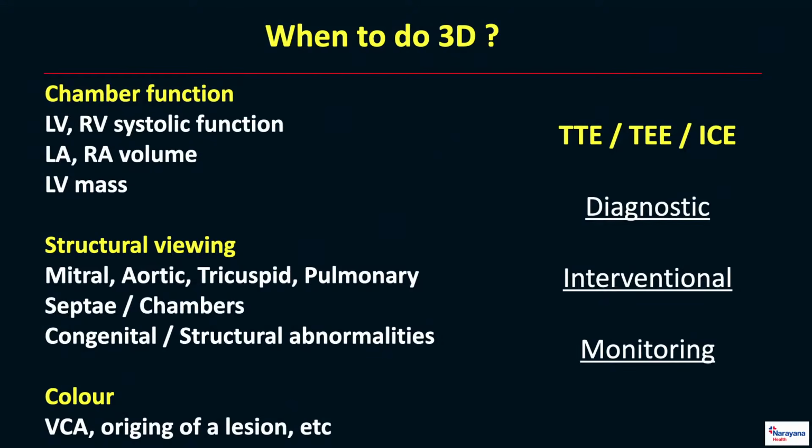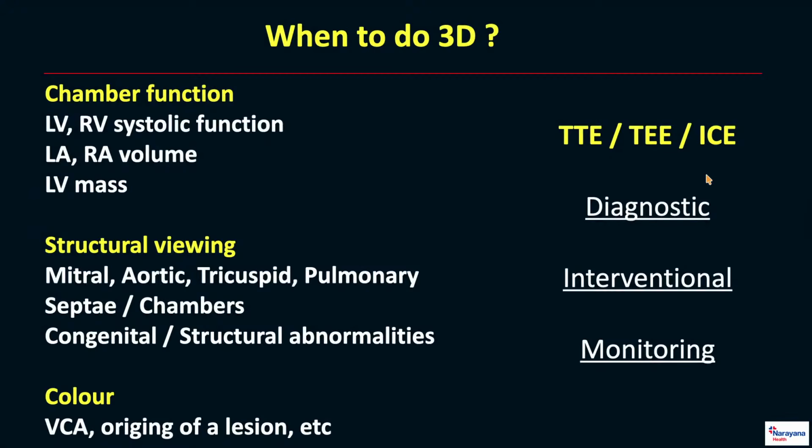So look at the chamber function. Look at all the chambers, how much of EF and volumes you're going to look at. LV mass can be looked at. Structural viewing: each one of the valves can be looked at in different ways. You can look at the septae, the interatrial septum, the ventricular septum. And then you can look at it in congenital and structural abnormalities, and also for color, in terms of what is called the vena contracta area, and the origin of the lesion. And you have 3D in TTE, you have 3D in TEE, and also intracardiac echo.